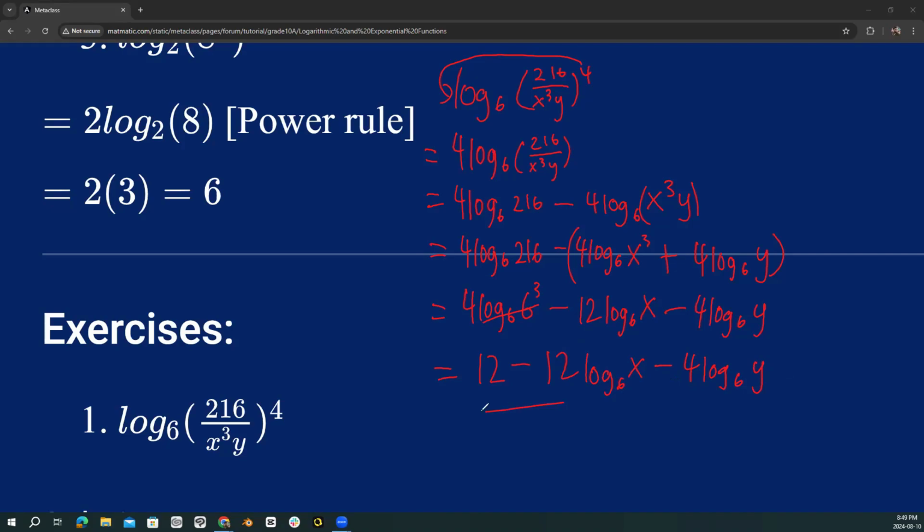Do you guys have any questions about this? No questions? Okay. You guys can take a picture of the solution if you want, just so you can redo this exercise at home.